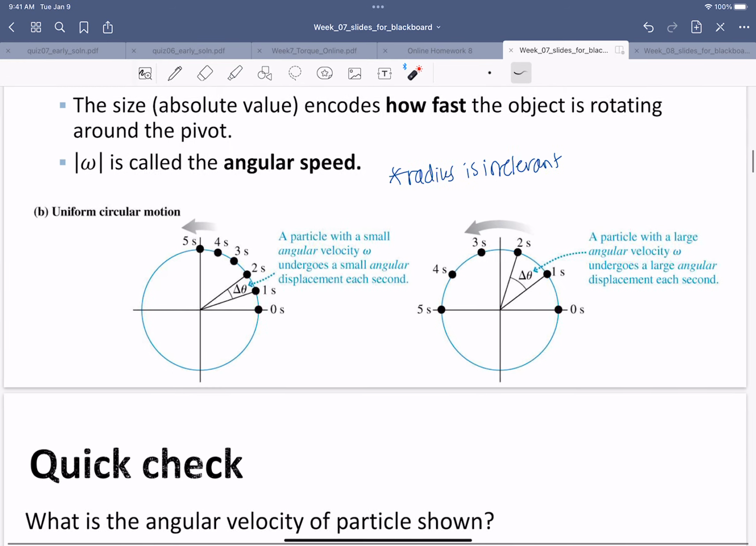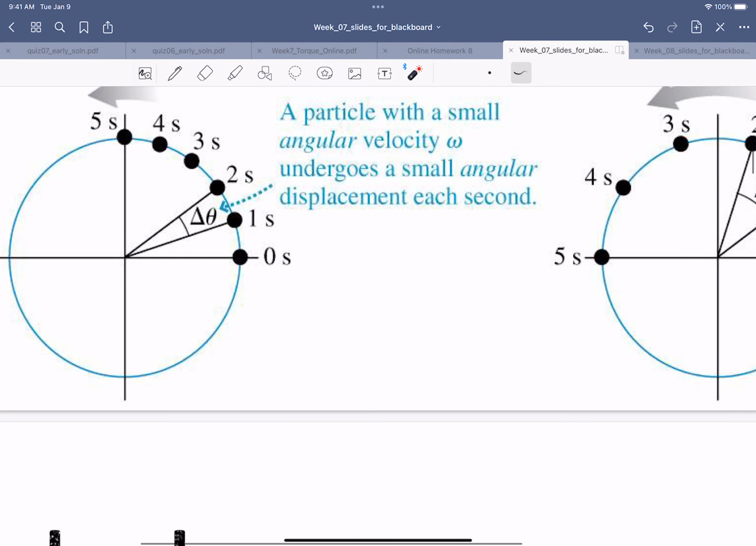Just to go back here, the reason why radius is irrelevant is that regardless of where I'm at, my angle is the same, right? If I'm covering a certain angle over time, I'm covering that same angle per second. But I could very well be going faster or slower in terms of my translational speed, my linear speed itself, depending on the length of the radius. Where am I along the radius from the pivot or from the central axis?